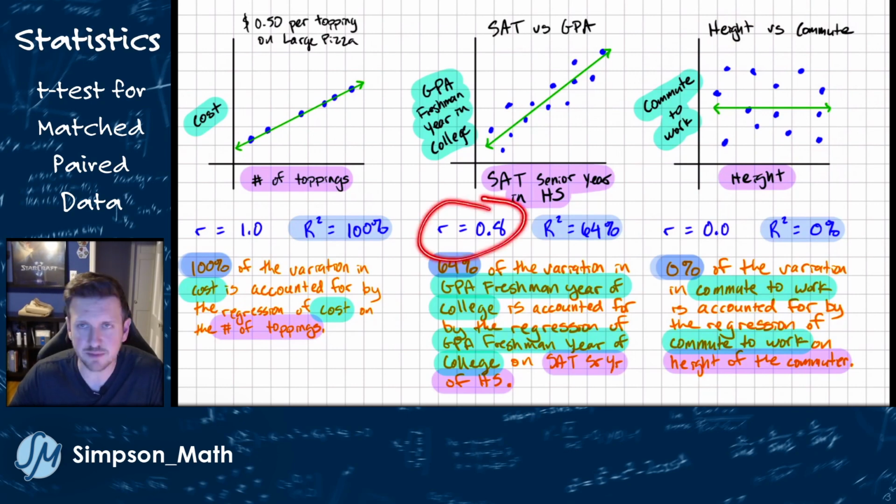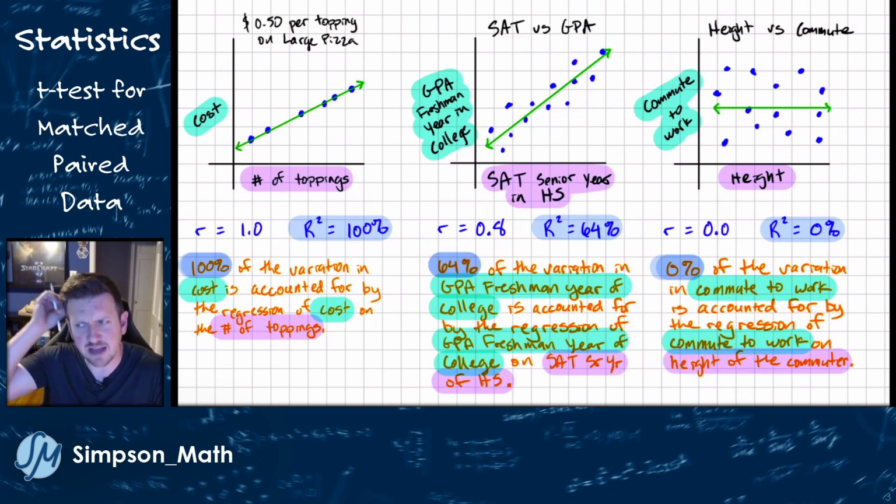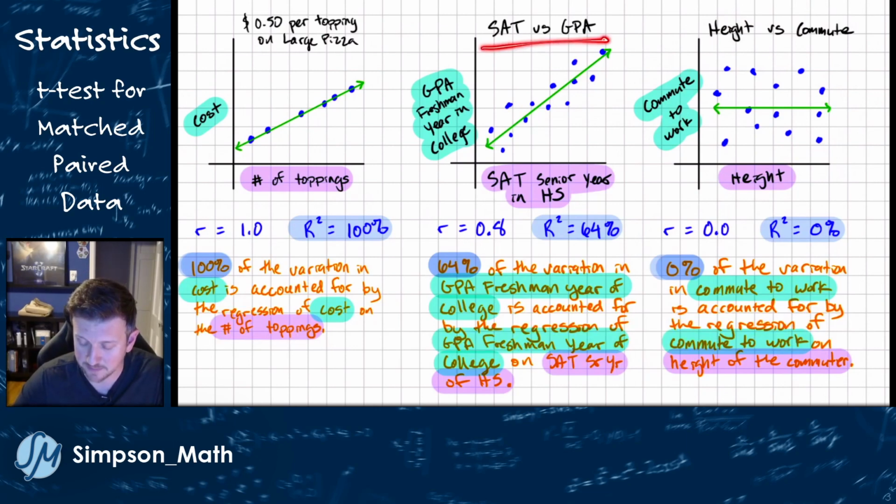I'm making this number up. It's a strong relationship, not a perfect relationship, because there's a lot of variables at play. But I've heard it reported that it's somewhere around 0.8. So let's just go with it. It's a nice academically sound number.